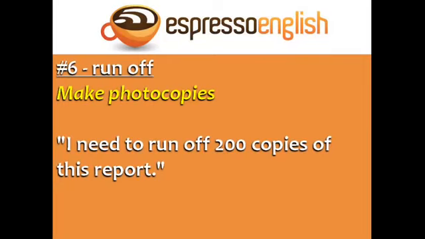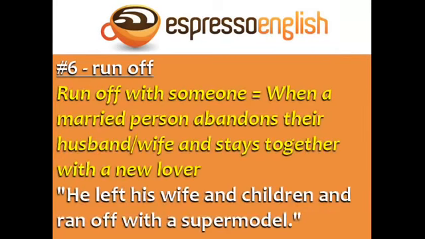Number 6. Run off. This phrasal verb is used specifically for making photocopies. I need to run off 200 copies of this report. You can also say run off with someone when a married person abandons their husband or wife and stays together with a new lover. For example, he left his wife and children and ran off with a supermodel.